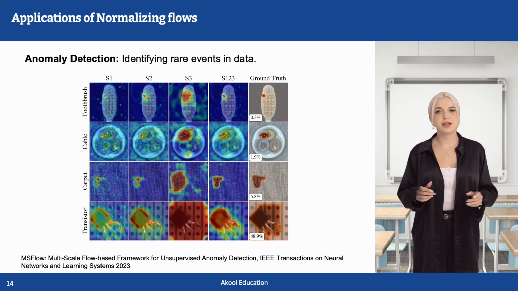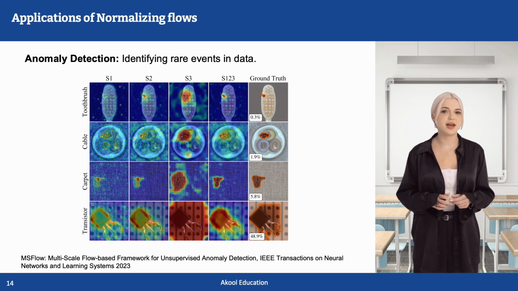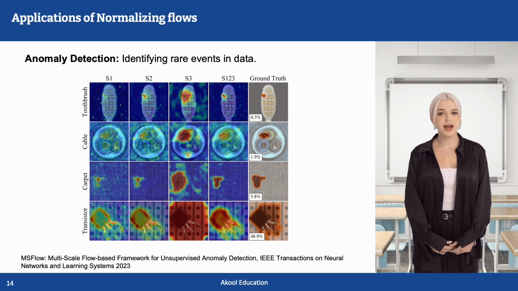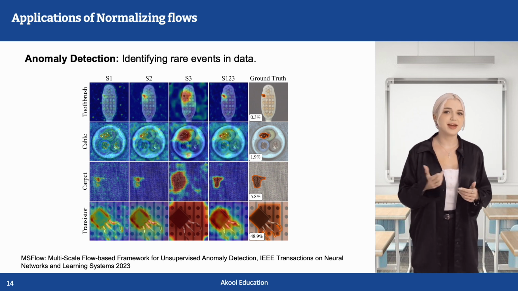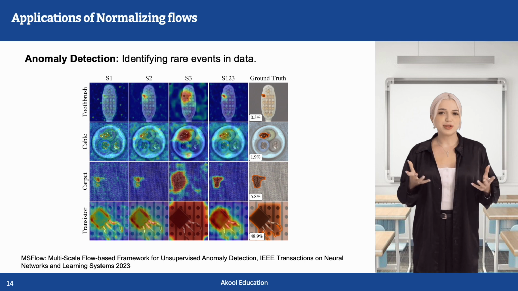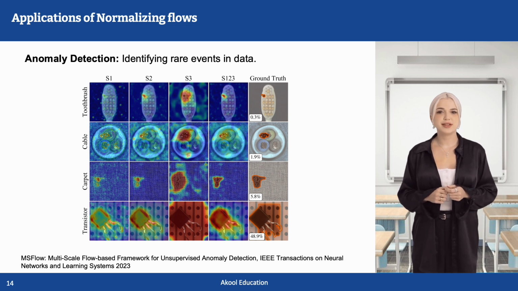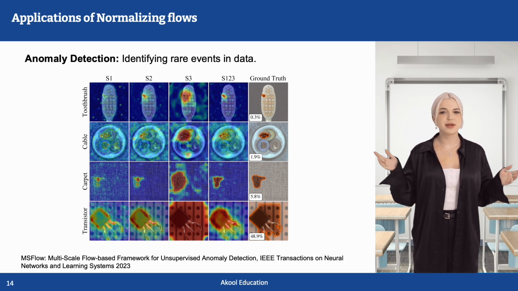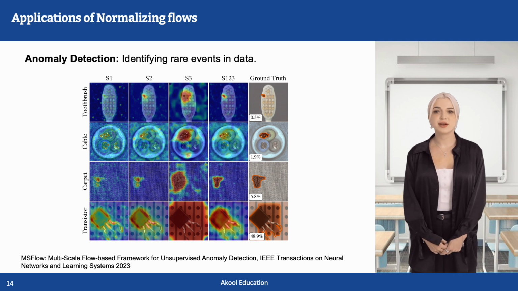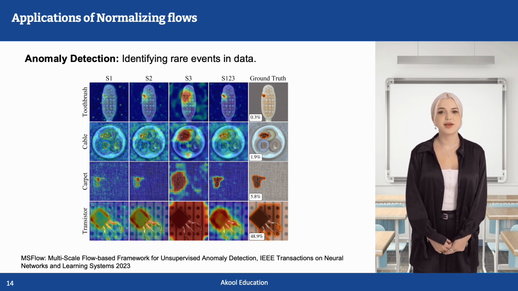Since normalizing flows allow for exact likelihood estimation, they are highly effective for anomaly detection, which is the process of identifying rare or unusual events in data. For example, MSFlow models complex distributions at multiple scales, allowing for better identification of outliers. By computing likelihoods explicitly, normalizing flows can determine whether a given data point deviates significantly from normal patterns. This figure demonstrates some results obtained by the MSFlow model. It straightforwardly displays the localization results of each single-scale and multi-scale on 4 industrial products, whose defective region sizes vary wildly.